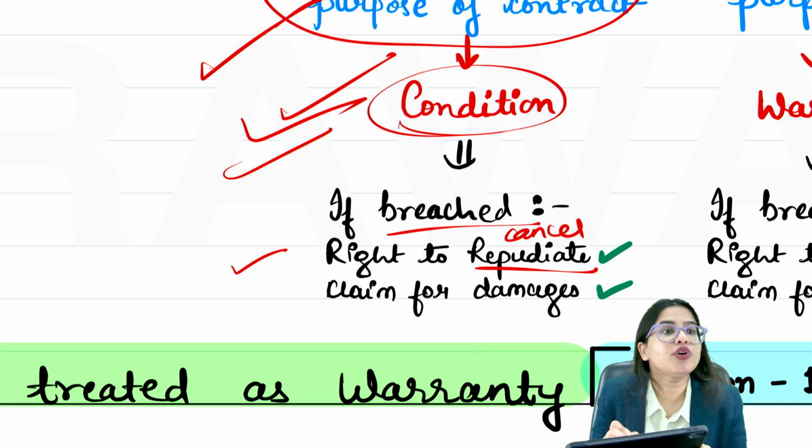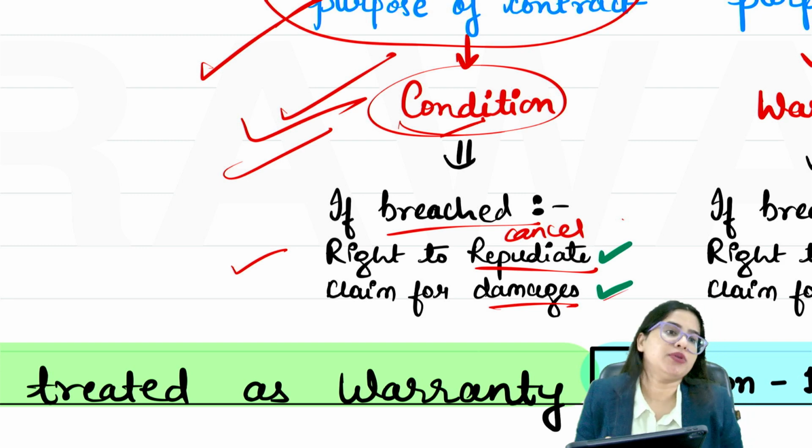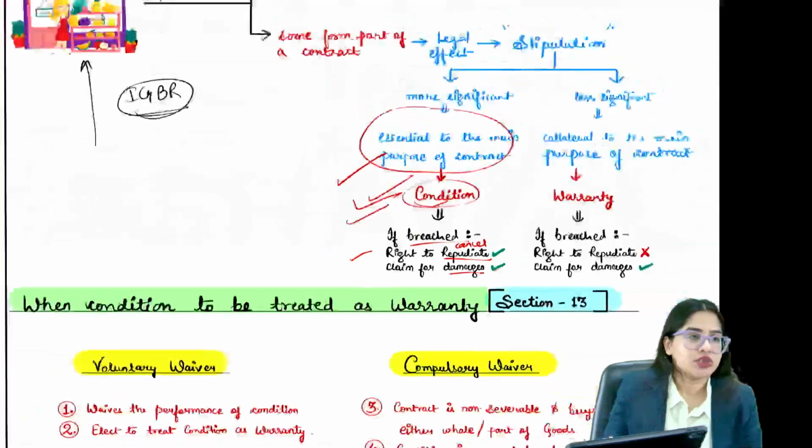Condition is very important for a contract. Can I cancel? Yes. And can I claim damages? Yes. If I suffer any loss because of breach of condition, I can claim damages also. Are we clear with this? This is known as condition.